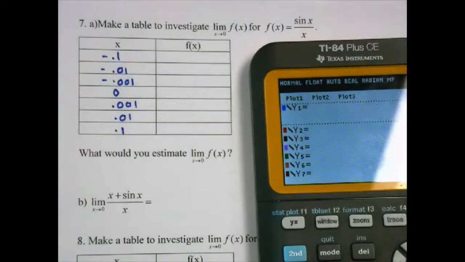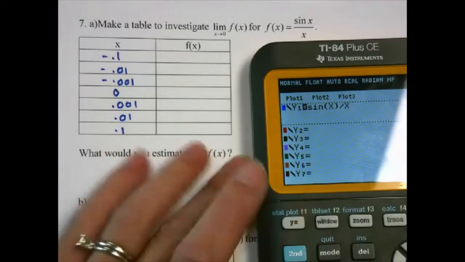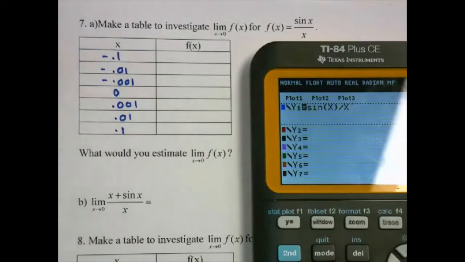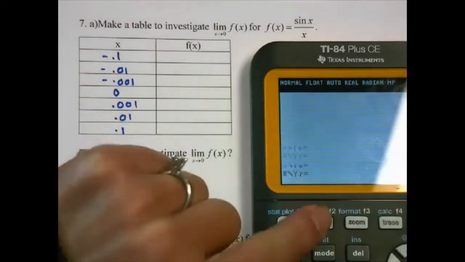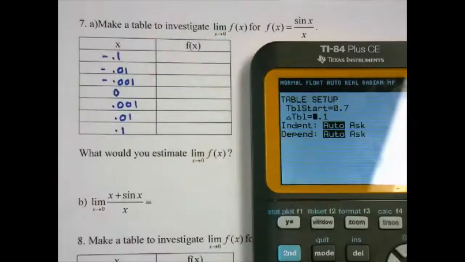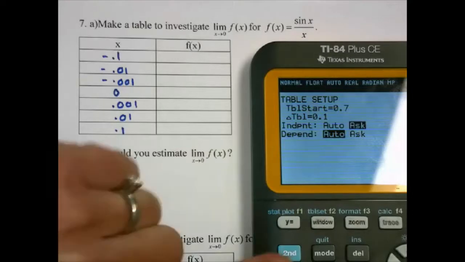So another feature, so let me go ahead and enter in sine x over x. We're dealing with a trig function. And in calculus, everything is in radians. So you want to make sure that your calculator is in radian mode. If it is not, then you're not going to get the right thing. So always in calculus, radian mode. So I'm going to go to my table set again. And I don't even care about this. I don't want auto, I want ask. I want to tell it what numbers.